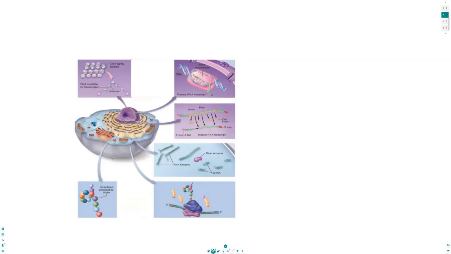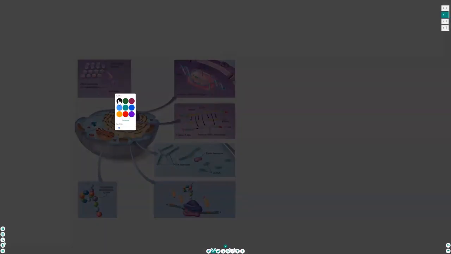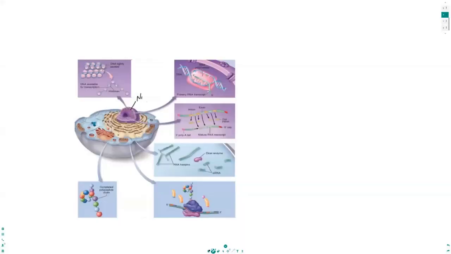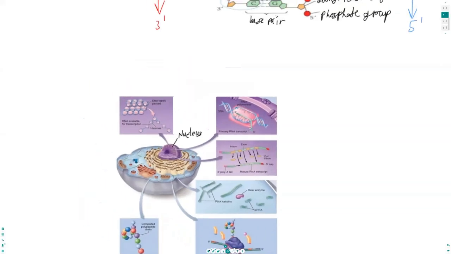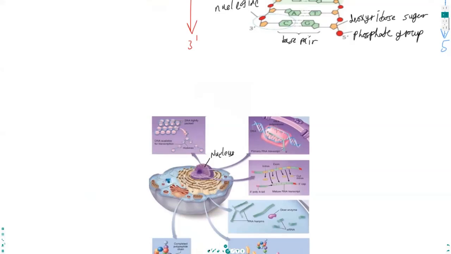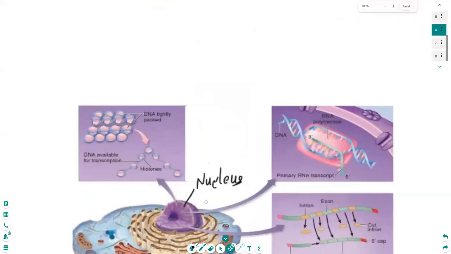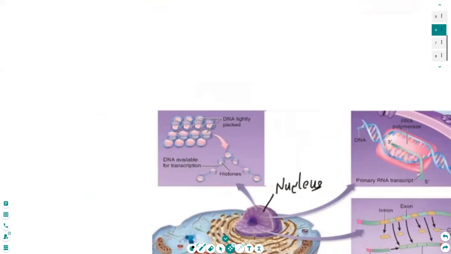Here we have a cell. All DNA, as we know, is contained within the nucleus. And in the nucleus, our DNA is tightly packed around histone proteins. We're going to branch off slightly to talk about pre-transcriptional regulation. This is before transcription can even occur. This is how a gene is regulated to either activate or deactivate it.